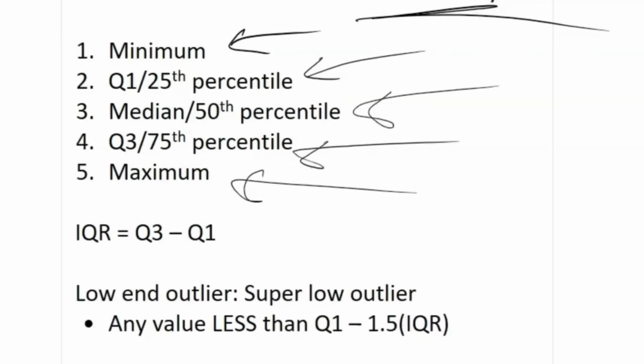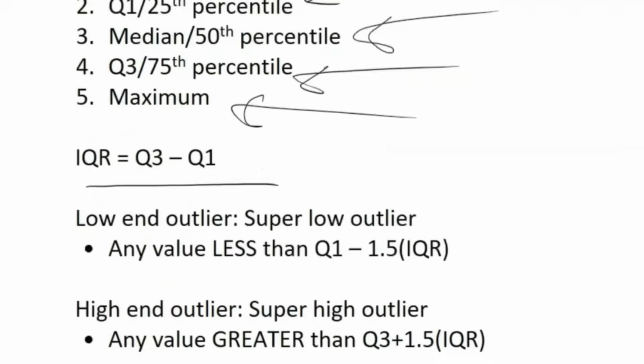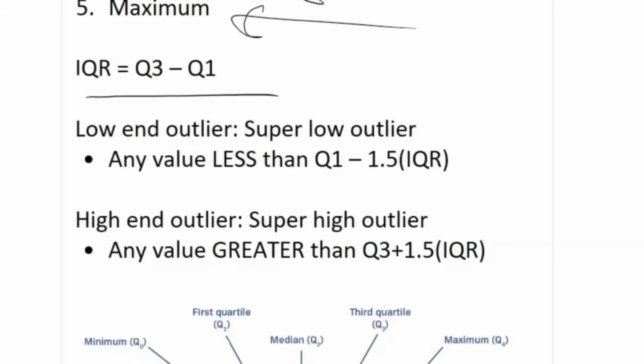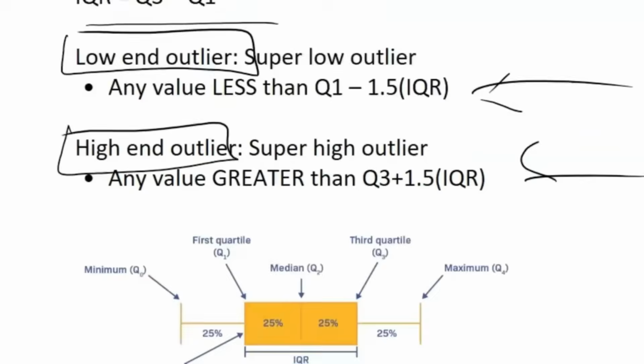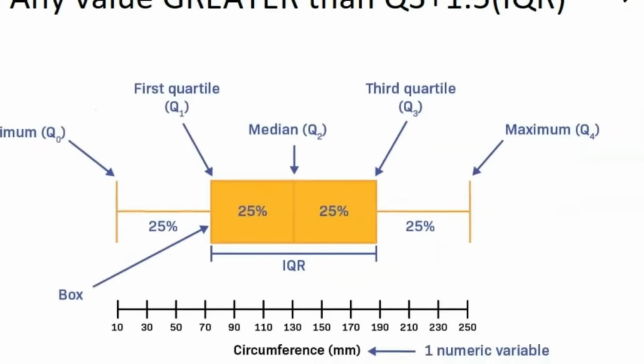Okay, so the next thing is IQR. IQR is just Q3 minus Q1. And that's important because you also need to be able to describe specific outliers and their characteristics, that being low-end outliers or high-end outliers. So low-end outliers, like the name suggests, is just a super, super low outlier. So that's going to be any value less than Q1 minus 1.5 times the value of IQR. And the same thing for high-end outliers. That's a super high outlier. That's any value greater than Q3 plus 1.5 times IQR. So make sure you know those two equations. And here we just have a visual diagram because box plots are cool to draw.